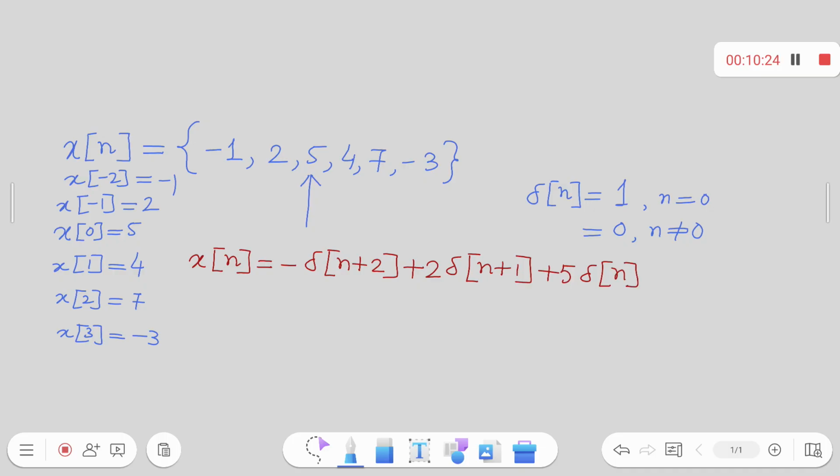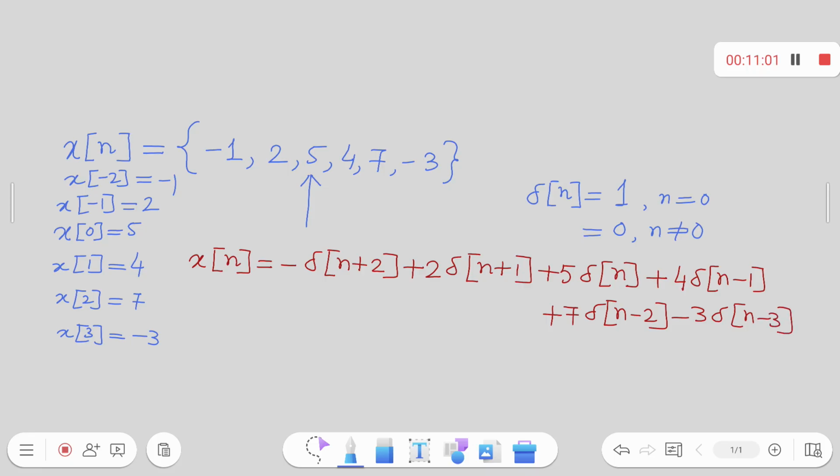Next element is 4, present at n equal to 1. So the delta is shifted in the positive direction. Previously it was an advance, now it is a delay. So plus 4 delta n minus 1, plus 7 delta n minus 2, minus 3 delta n minus 3.